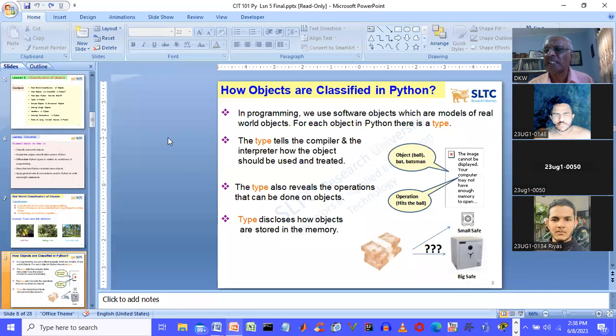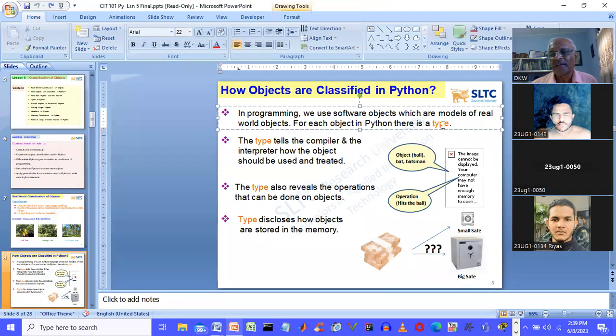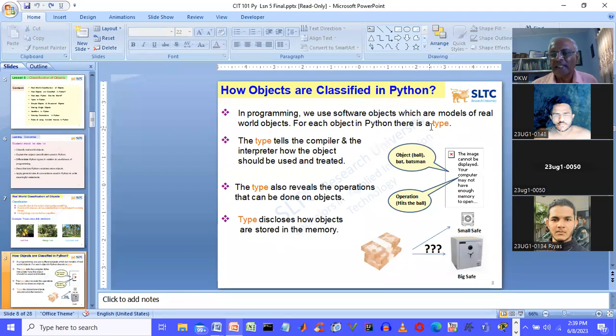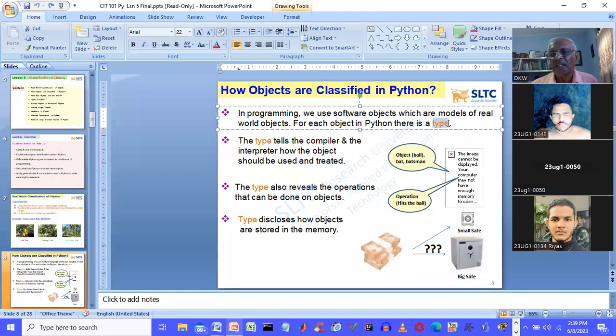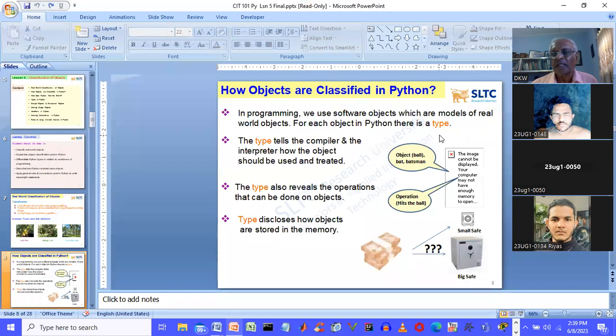As her own children. So that is called a type, right? That is called a type. Python uses a type to classify these objects in the real world. Type tells the compiler and the interpreter.